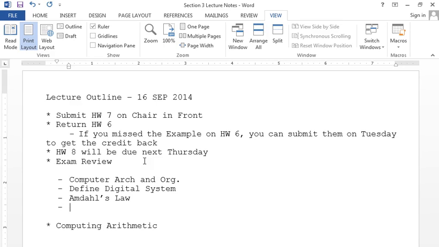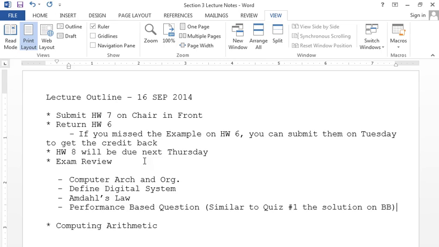You'll be asked to do a performance-based question. Right? Just similar to quiz 1, which the solution's on Blackboard. What else? Race conditions. So you want to do K-maps, you've got race conditions.